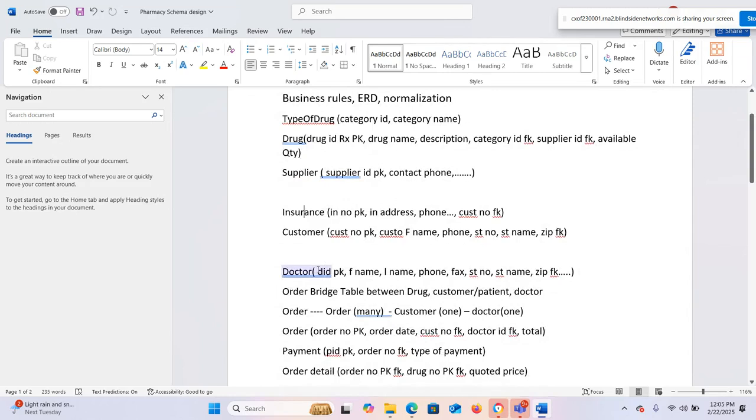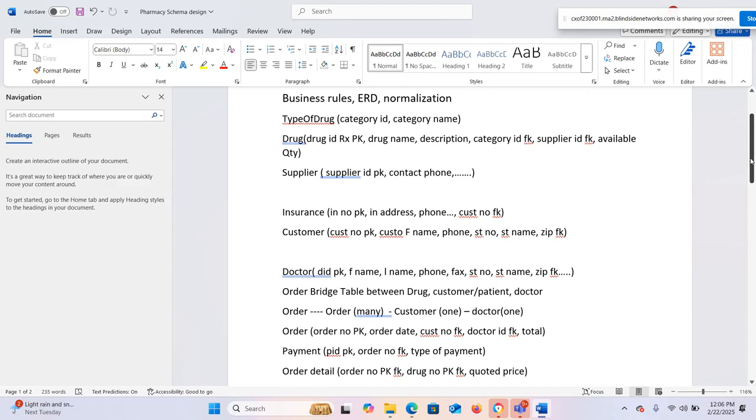Next is doctor. Of course, the prescriptions that the pharmacy uses to give the medication to the customer have to come from the prescribed medication. It's not over the counter. That has to come from a doctor. So the pharmacy might want to store doctor information as well, doctor ID, first name, last name, phone, fax, and so forth.